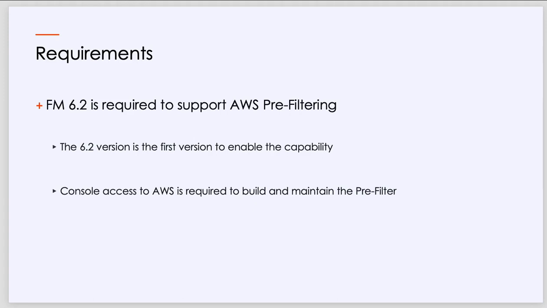One of the requirements is a minimum of Fabric Manager 6.2. It's the first version that enables the capability, and as later updates come, there will be more capabilities within it, but Fabric Manager 6.2 gets you access. You'll also need console access to AWS to build and maintain the pre-filter.